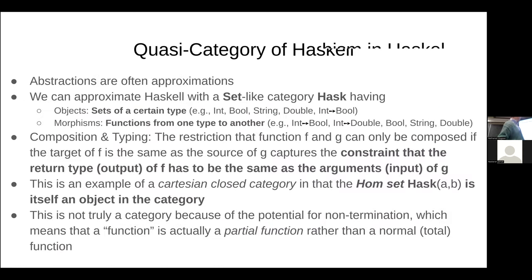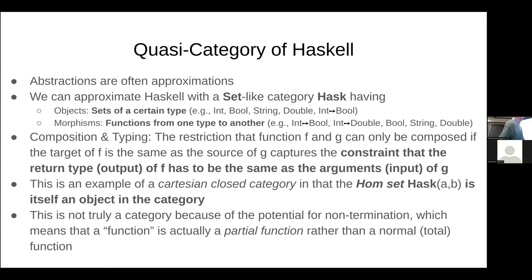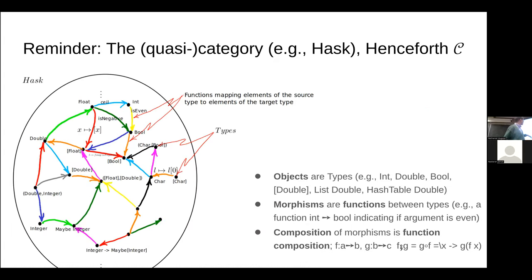Now, that's for the list functor. It's not the only functor. For example, the maybe functor also operates differently. If you give it is even, the maybe functor would map int to what? Maybe int. So the object int would be mapped to maybe int. The type int would be mapped to maybe int. Bool would be mapped to what? Maybe a bool.